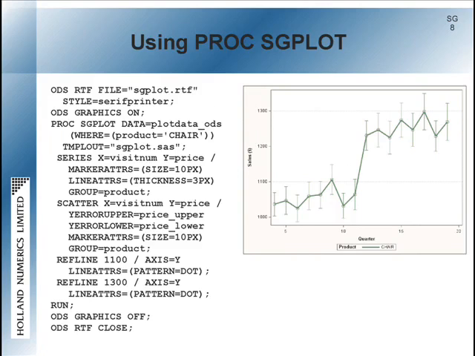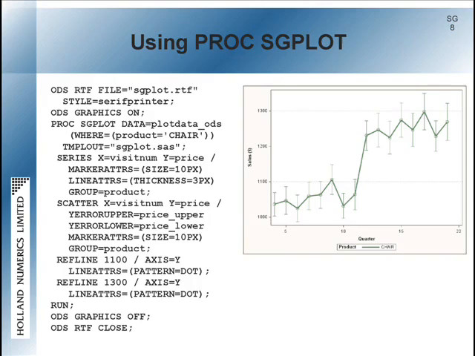make it a little bit clearer, and this is with SGPLOT. What you can do is use similar statements to the statements that you would have in a template. And instead of having to write plot, it's just series or scatter. The parameters are pretty much the same. And then we've added a couple of reference lines which are not wonderfully clear on that graph, but they're at 1100 and 1300. I've used ODS graphics on and off.